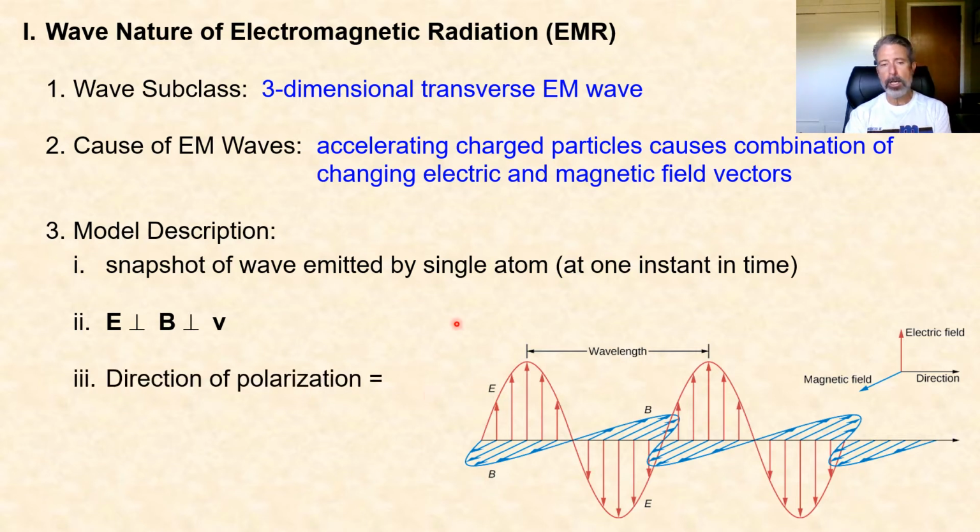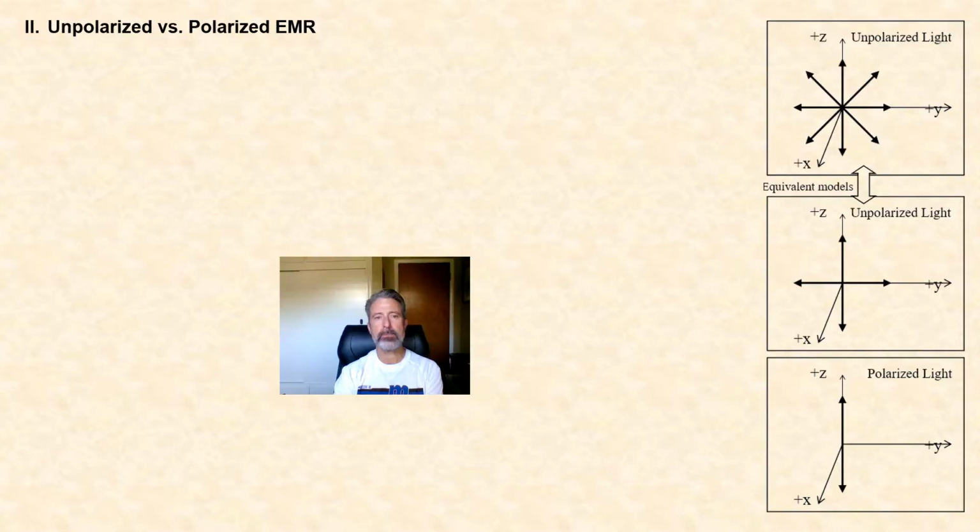So when we talk about polarization, the direction of polarization is the direction in which the electric field oscillates. It's really the direction of the electric field. And although the electric field may change in time, when you look at this picture here, you see that the direction of the electric field is in one dimension here. And that one dimension will be the direction of polarization.